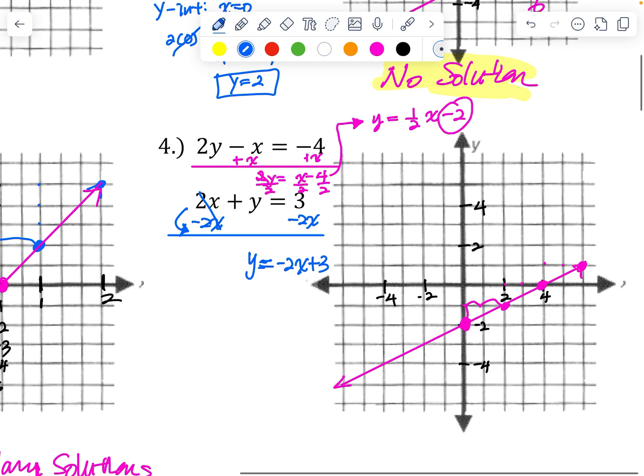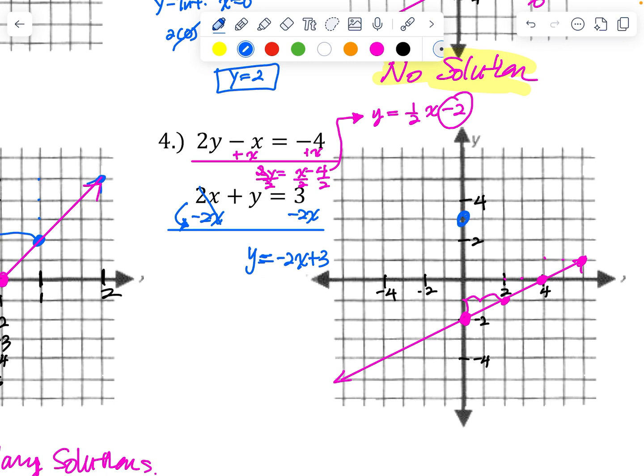And my blue equation, I start at 3, right there. And then I go down 2 and run 1. So down 2, run 1. Down 2, run 1. I found their meeting point right there. There you go. And the solution is, what is that, 2 for x and -1 for y.